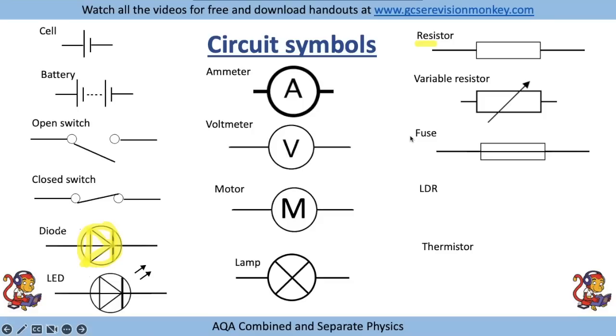An LDR is a light dependent resistor. So again, think resistor, it must start with a rectangle, and these arrows show the light going in. So it's dependent on light, a light dependent resistor, as opposed to the diode, which is emitting light. And then finally, the thermistor, like so.